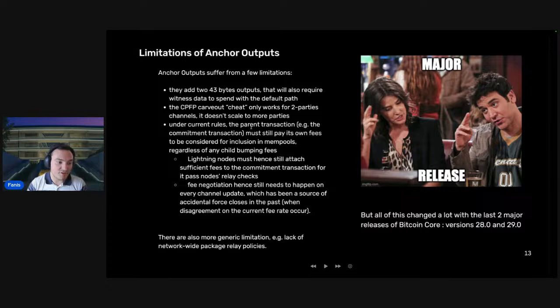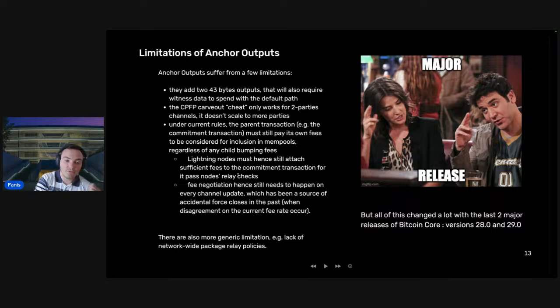And additionally, this fee negotiation, when it fails, meaning both nodes, Alice and Bob, do not agree on what the fees are and what fees must be attached to the commitment transaction, one of the outcomes, which was quite frequent at some point in the life of the Lightning Network, can be that one of the parties will close the channel.